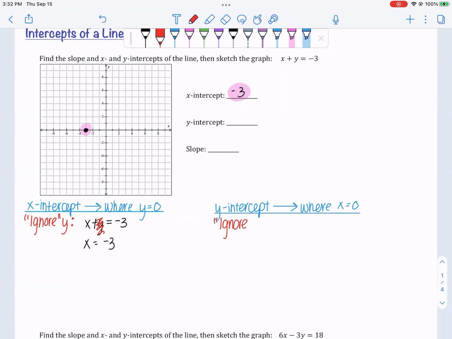Ignore x. And if you do that, if you just ignore x, you're left with y equals -3. So the y-intercept is at -3.